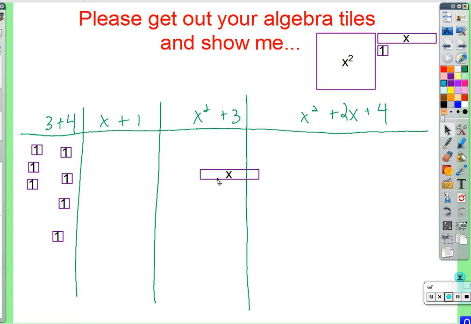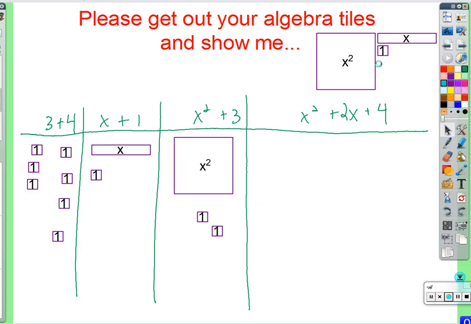Let's look at x plus 1. Here is x. Let's add another one to it. Okay? X squared. We talked about this when we first introduced algebra tiles. This side is x. This side is x. So this is x times x. This is how we represent multiplication with algebra tiles, by rectangles. Okay, we'll look at that more in a minute. There's an x squared. And here's 3. 3 tiles, x squared plus 3, just exist in the same space, that's addition. Okay? There's an x squared. Here's 4. Okay, we'll bring the 4 over.